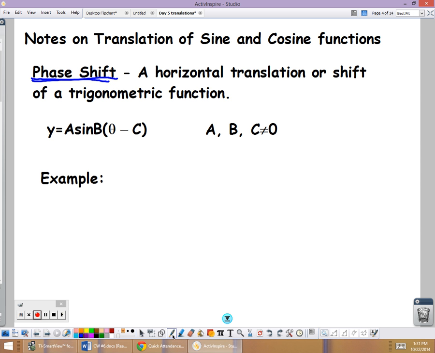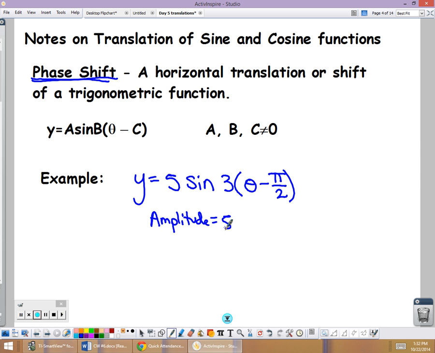Some shift happened. So an example would be y equals 5 sine of 3 theta minus pi over 2. My A in this case, what is the amplitude of this function? 5. So this right here, for Sarah, for you who weren't here yesterday, this is our amplitude. Whether it's positive or negative, we're going to do the absolute value. So our amplitude is 5.